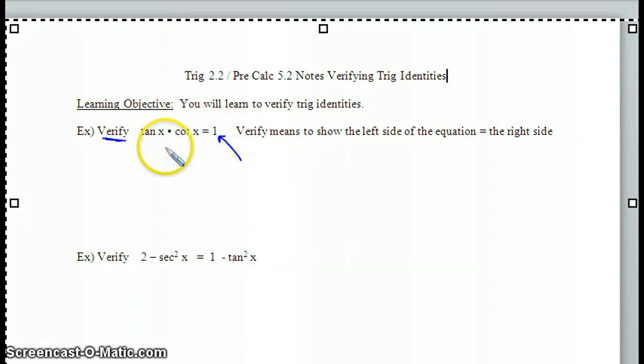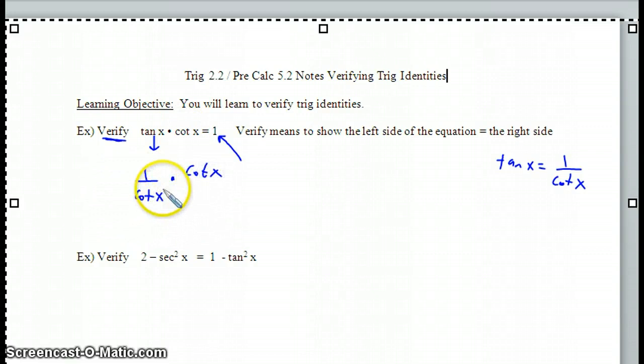And the way that I'm going to do that is use all of the different identities from my formula sheet to make substitutions to change this into something. So for example, I have a tangent and a cotangent. And one of the identities that I know from the formula sheet is that the tangent is equal to 1 over the cotangent. So I'm going to make that substitution here. I'm going to change this tangent into 1 over cotangent. And therefore, when I multiply these together, these will cancel out and it'll give me 1. And I already know that that's what I want to show. So I'm verifying that this left-hand side equals 1.